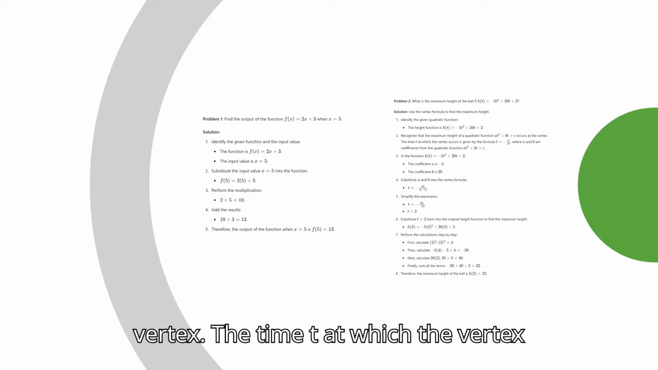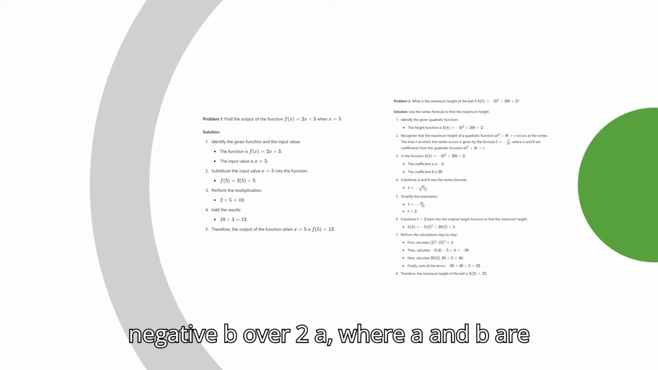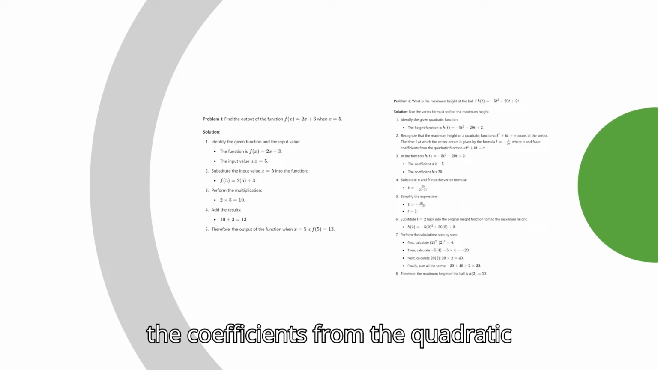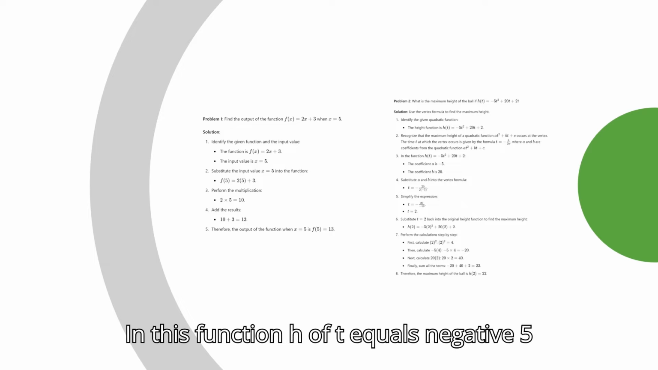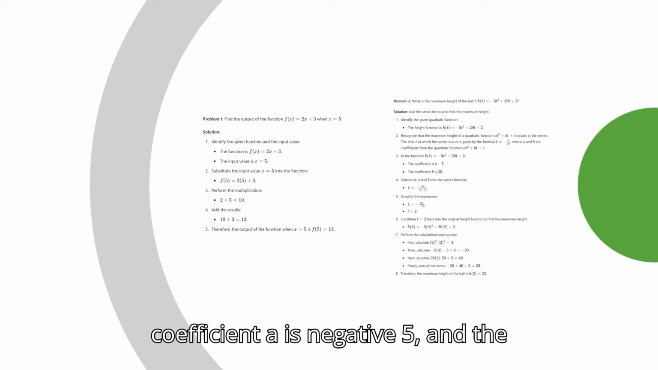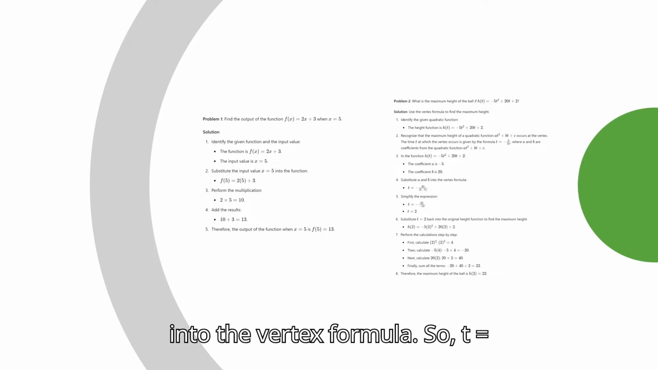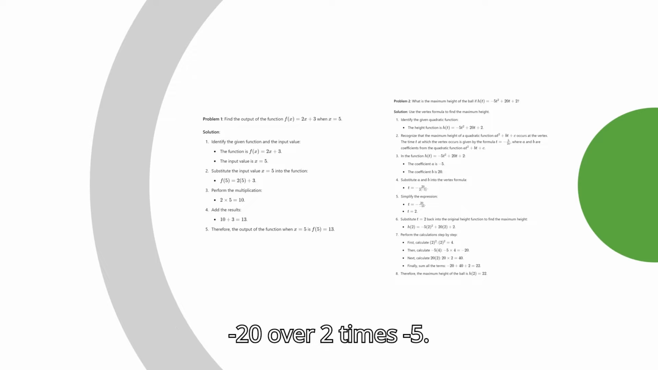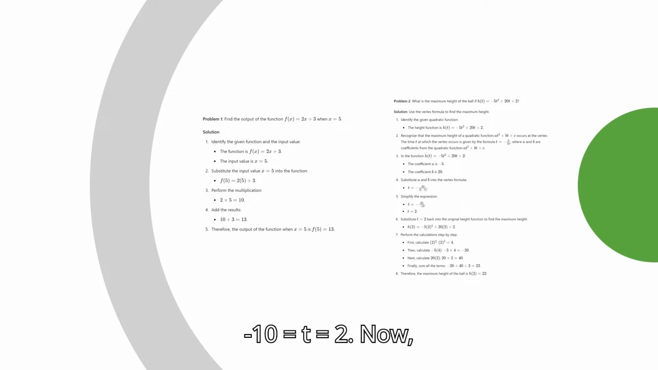The time t at which the vertex occurs is given by the formula t equals negative b over 2a, where a and b are the coefficients from the quadratic function a t squared plus bt plus c. In this function h of t equals negative 5t squared plus 20t plus 2, the coefficient a is negative 5 and the coefficient b is 20. Substitute a and b into the vertex formula. So, t equals negative 20 over 2 times negative 5. Simplify the expression. Negative 20 over negative 10 equals 2, so t equals 2.